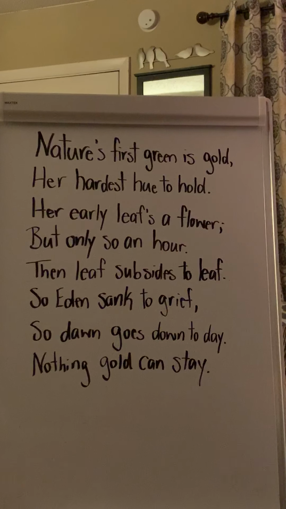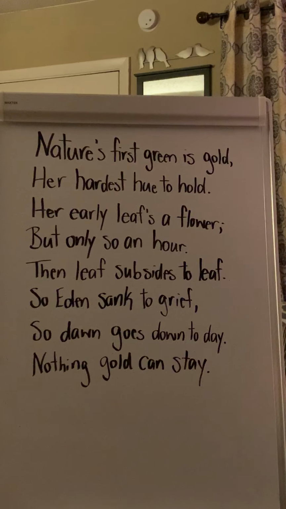Not all poems have to rhyme, but this one obviously does, okay? So Frost writes, "Nature's first green is gold, her hardest hue to hold. Her early leaf's a flower, but only so an hour. Then leaf subsides to leaf, so Eden sank to grief. So dawn goes down to day, nothing gold can stay."